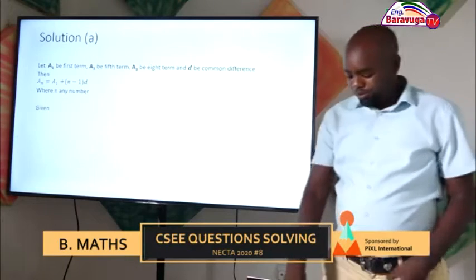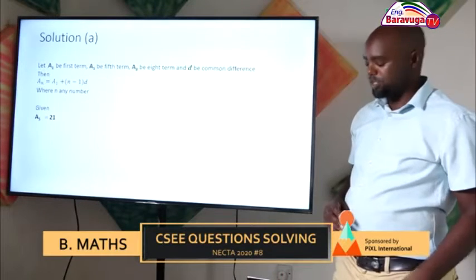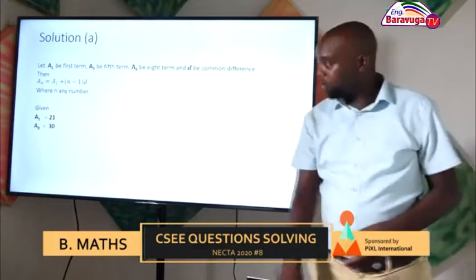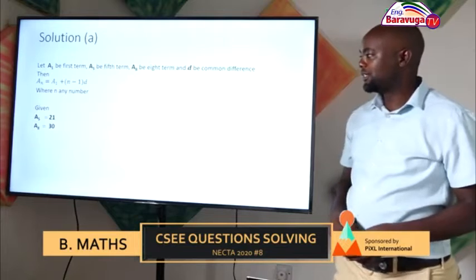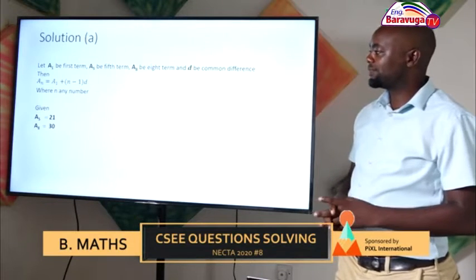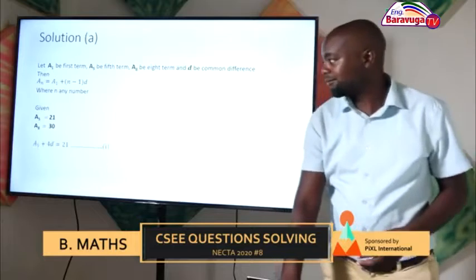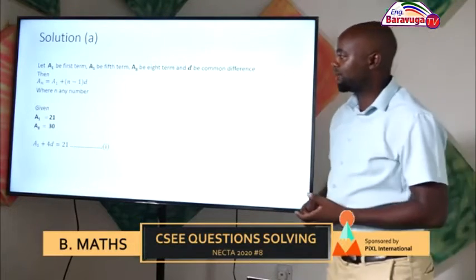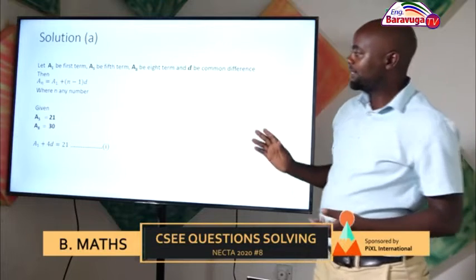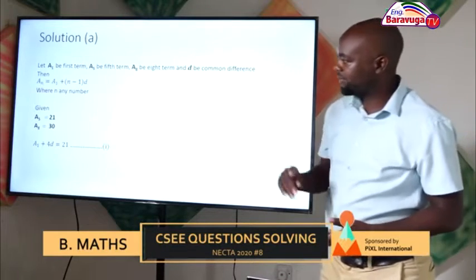Then you are supposed to substitute the value of the given information. We have been given A5, which is 21, and we have A8, which is 30. So from our general formula, you are going to substitute A5 and A8. The place where there is n, you are supposed to put a number. So which number? For the case of A5, instead of putting n, we have A1. When you take n minus 1, since n is equal to 5, 5 minus 1 is equal to 4, that's why we have 4D there. And the value of A5 is given, which is 21.